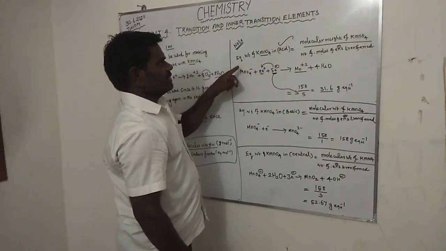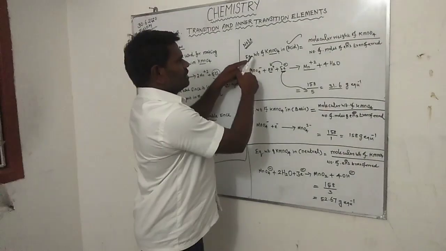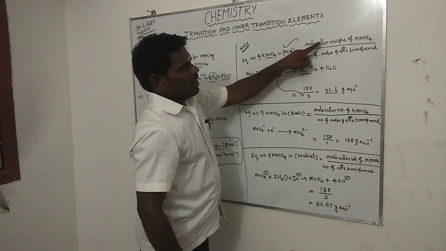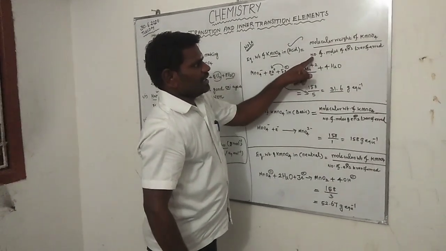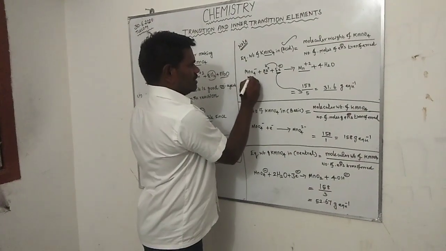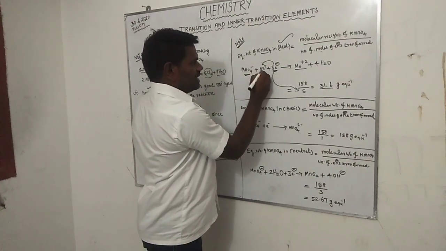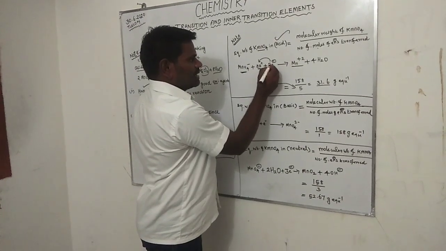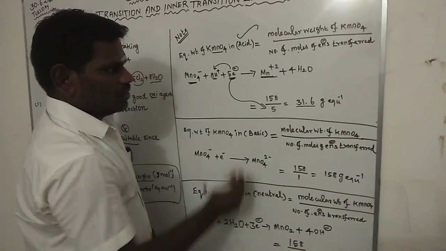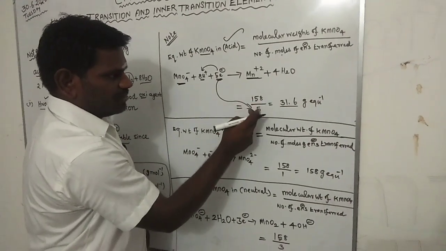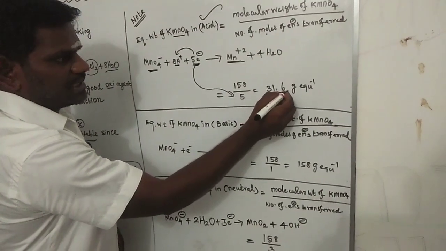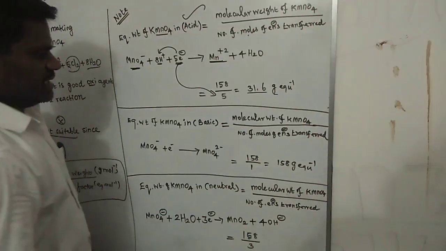Once again, I am telling about the equivalent weight of potassium permanganate in acid medium. The molecular weight of KMnO4 divided by number of moles of electrons transferred. So in this reaction, MnO4 minus plus 8 H+ and 5 electrons transferred, we are getting Mn2+ and 4 H2O. Finally, 158 divided by 5 is equal to 31.6 gram equivalent inverse.